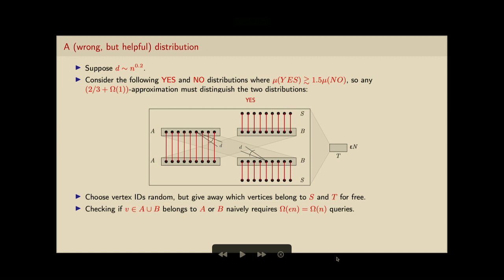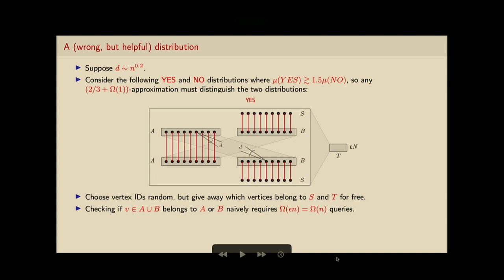So now suppose that we want to check if a vertex V, which we know is either in A or B, belongs to A or B. So what's the natural idea? The natural approach is to take this vertex V and scan all of its neighbors until seeing an S neighbor. If you do not see an S neighbor, it's going to be in A. If you see an S neighbor, it's going to be in B.